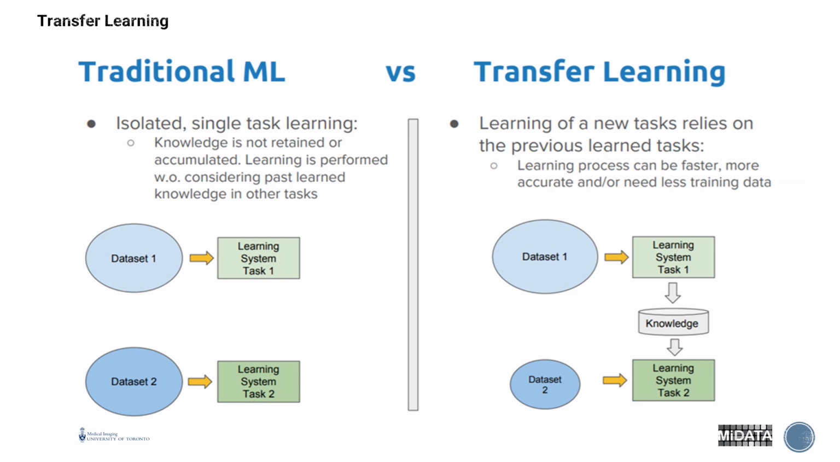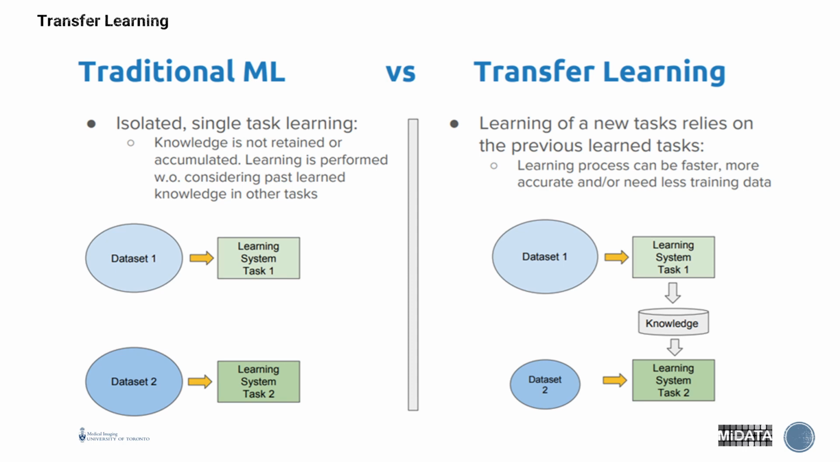Another way of looking at it is when you consider traditional machine learning, it tends to be isolated single task learning, meaning that knowledge is not retained or accumulated, and learning is performed without considering the past learned knowledge in other tasks. So for instance, in a single data set, you'll have the learning system task 1, and then in a second data set, you'll have learning system task 2.